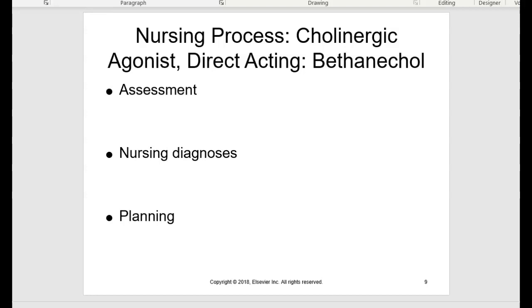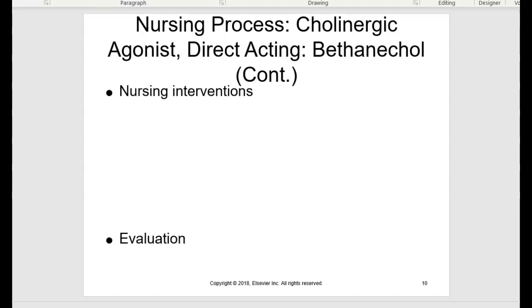Under diagnoses, the big one with bethanechol is urinary retention. That's the reason we're giving it. So under planning, what do we expect to see? We expect to see urinary output. Your textbook says patient will have increased bladder tone after taking cholinergic agonists. Nursing interventions. Monitor for orthostatic hypotension, right? We're turning on rest and digest. The BP is going to go down. We worry about orthostatic hypotension and falls, safety issues.